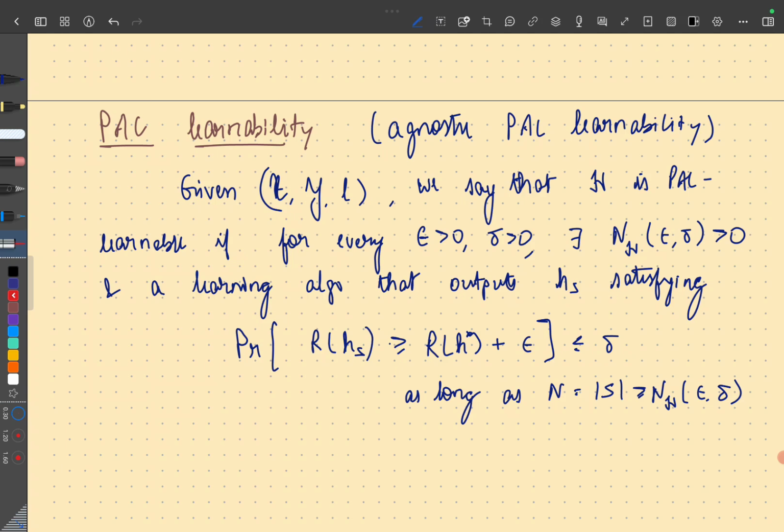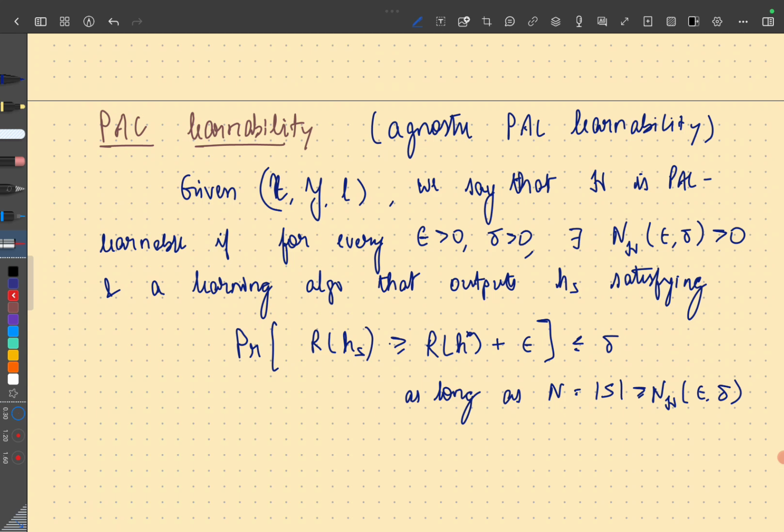Another way of saying that a particular hypothesis class is PAC learnable is that as you increase the number of samples, you should be able to find a learning algorithm such that as n tends to infinity, epsilon and delta go down to 0. Something would not be PAC learnable if, even when you let n tend to infinity, you cannot make epsilon and delta arbitrarily small.